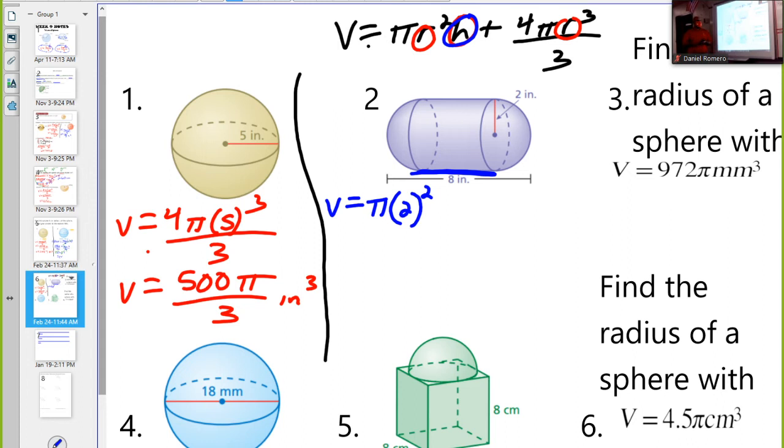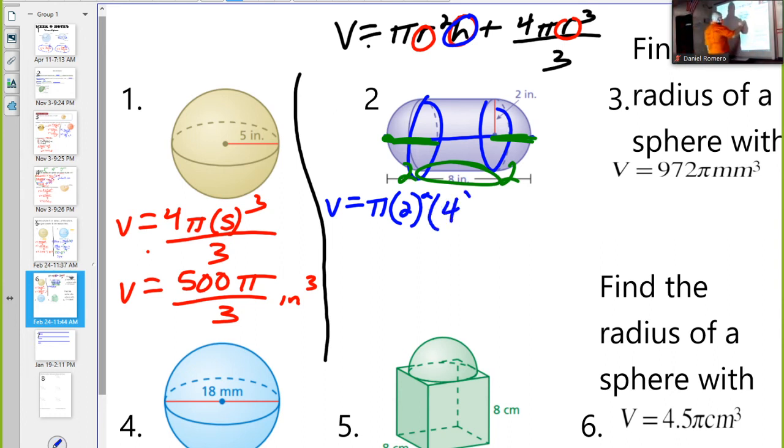If you're lazy, you're going to look at it and go, oh yeah, that's 8 inches. But no, it's not. It's 8 inches from the tip of one hemisphere to the other, so what would I need to take away to figure out how far it is from this circle to that one? How far is it from this tip here to the first great circle? It's the radius. How far is that radius? 2. How far is this radius here? 2. So if I take away that 2 and that 2, what's left in between? 4.